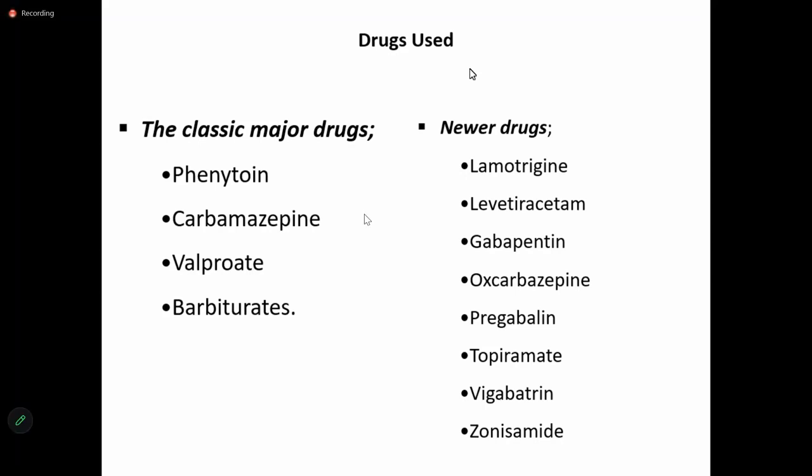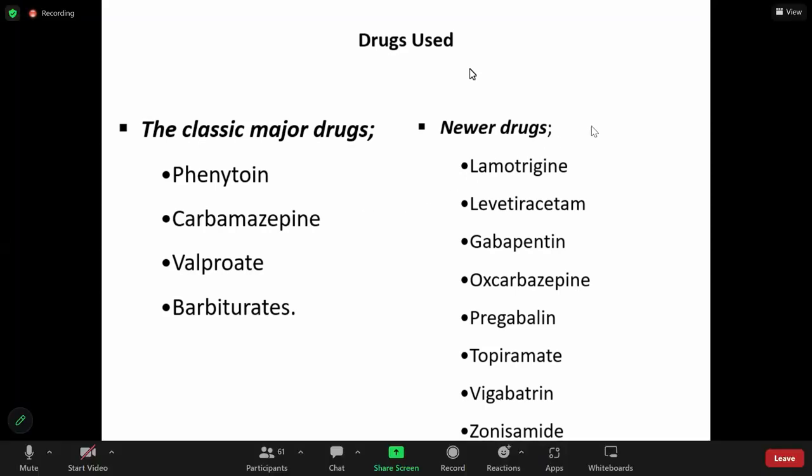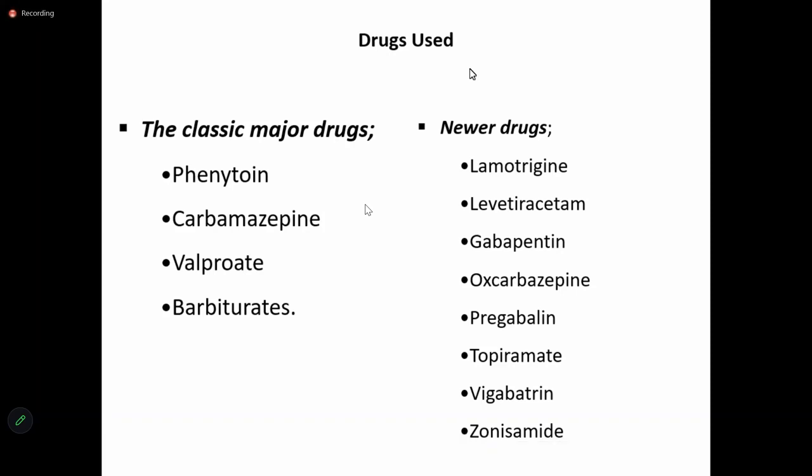We have lamotrigine, levetiracetam, gabapentin, oxcarbazepine, pregabalin, topiramate, vigabatrin, and zonisamide. There are also other molecules which are not included here, and you may come across them, but these are the ones that are largely used, especially in our country.